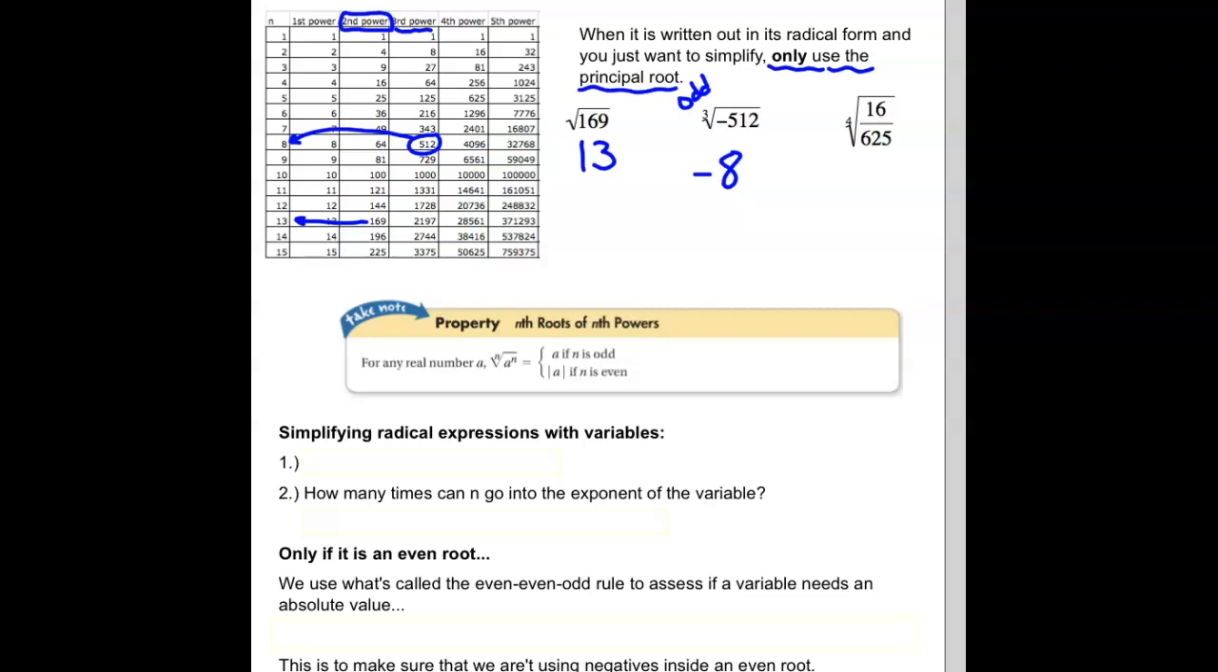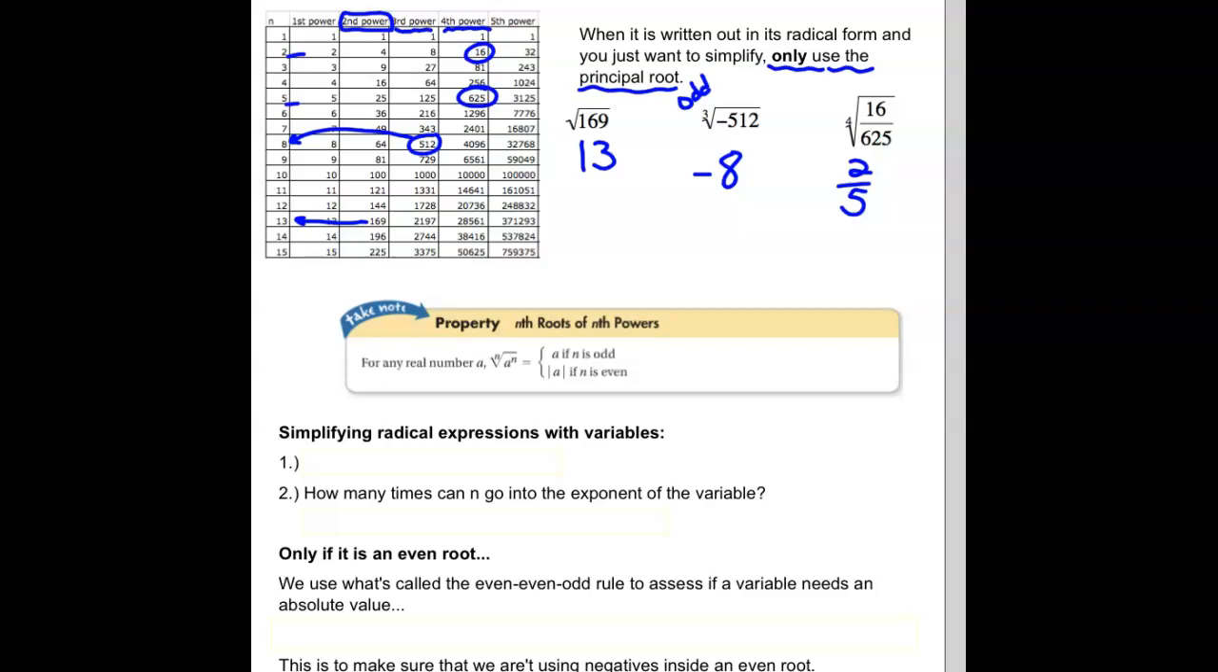The fourth root. Go to our fourth power column. We find 16 and we find 625. Their roots are 2 and 5. So we end up with a 2/5 for an answer. We're simply taking the fourth root of the 16 and the fourth root of 625.